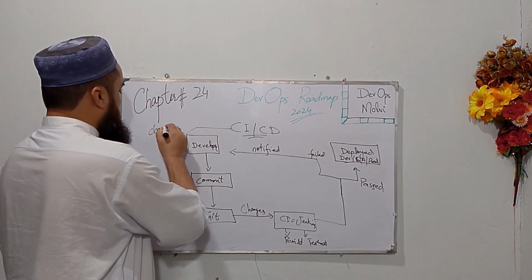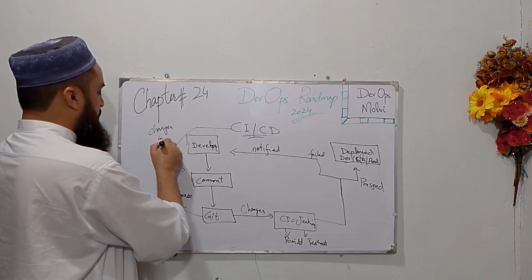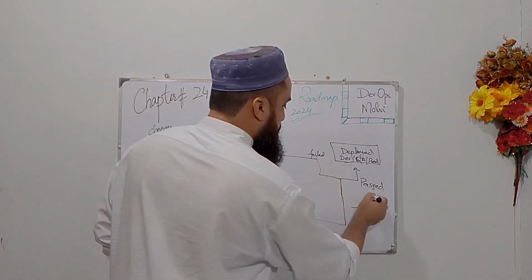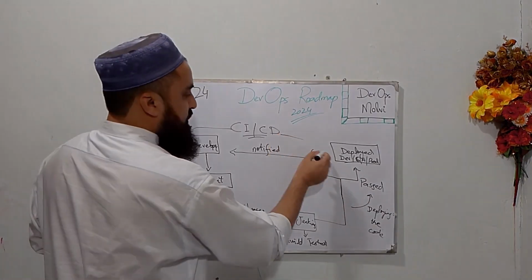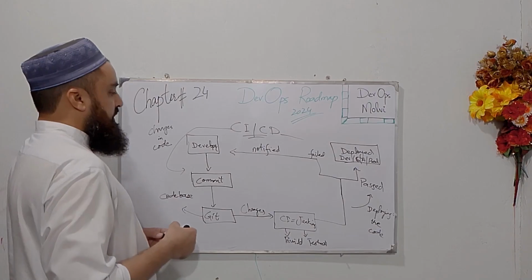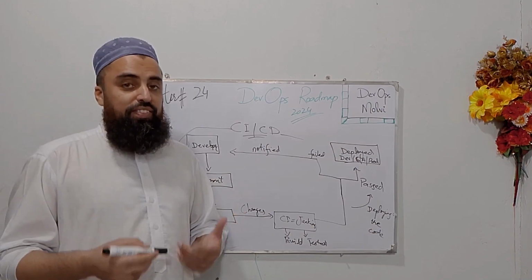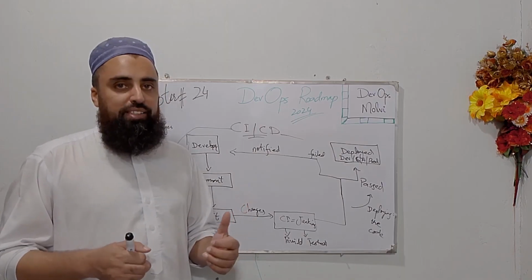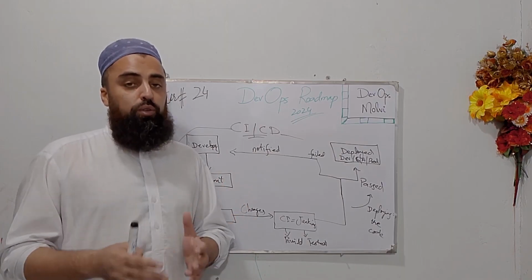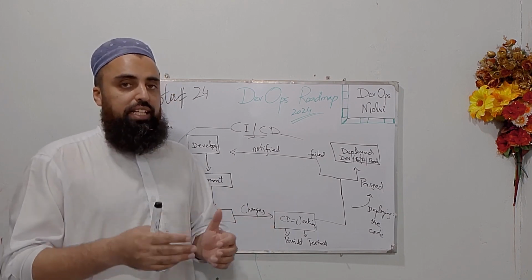CI is focused on changes in the code, and CD is focused on deploying the code. Together they make a CI/CD pipeline. We are going to discuss the full CI/CD pipeline in detail. So that was an overview of CI/CD.